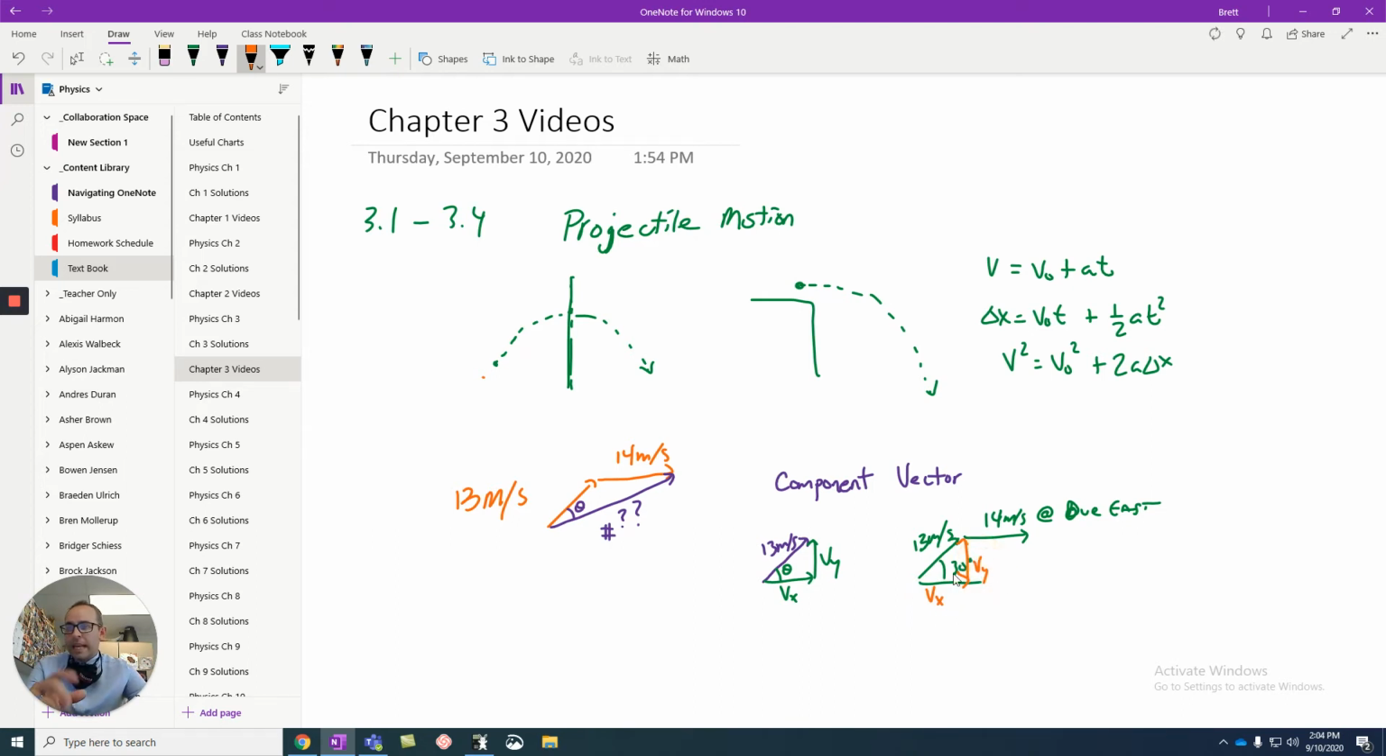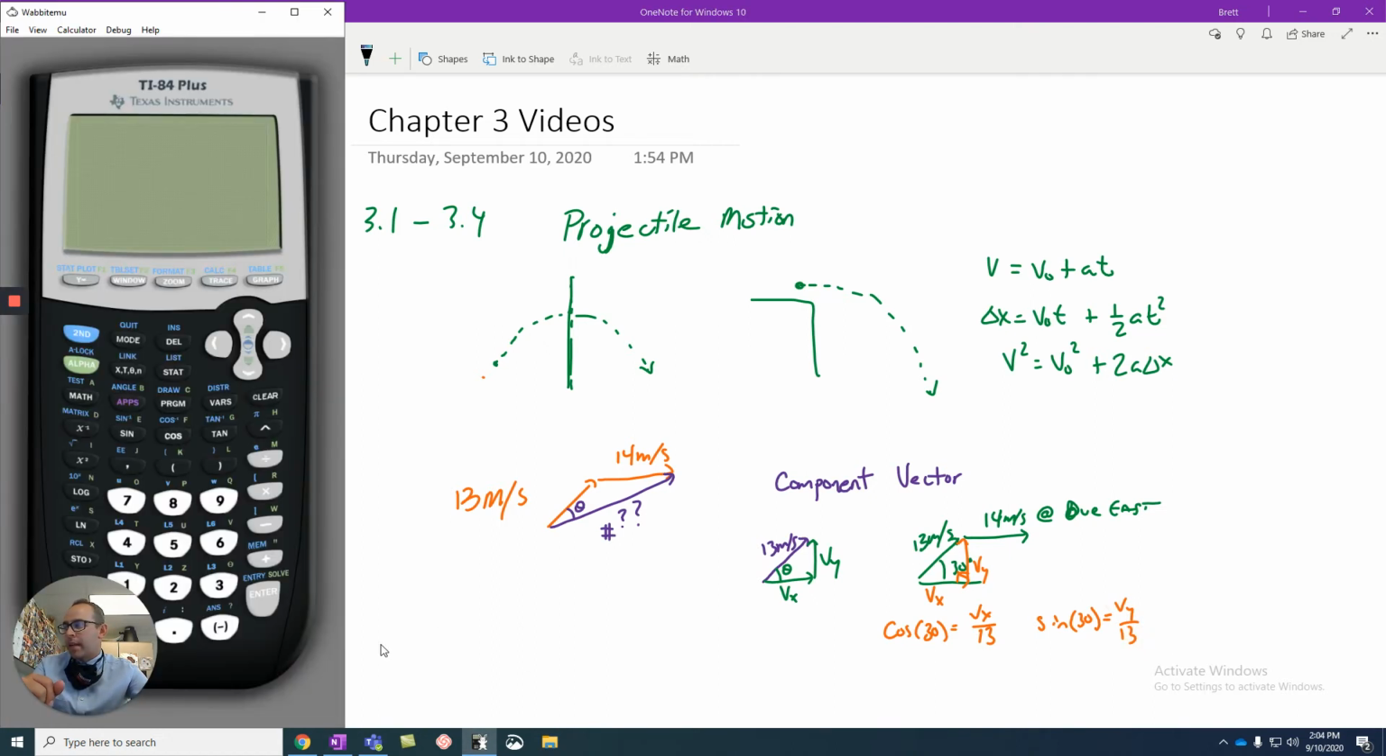So if I just use my basic right triangle trigonometry, the x component is the adjacent side, that would be a cosine. The cosine of 30 would equal Vx over 13. And I'm going to go a little bit faster, the sine of 30 would equal Vy over 13. So I can calculate that with my calculator.